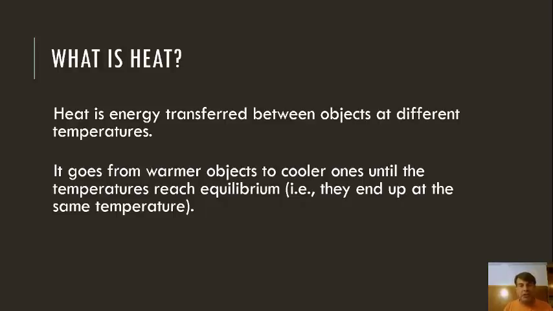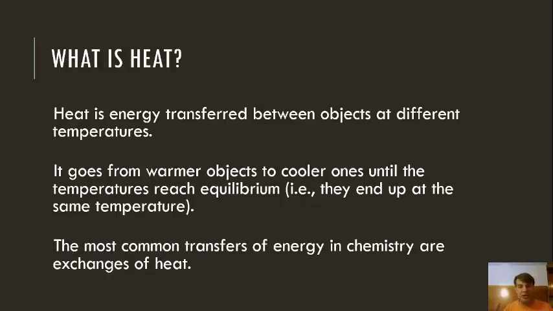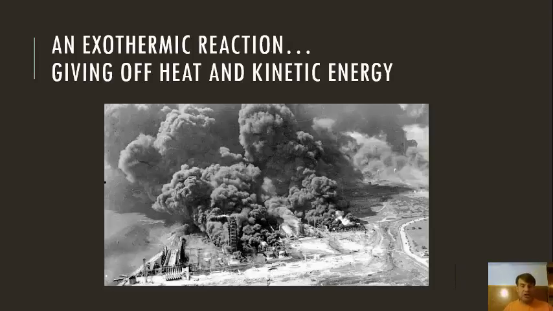So heat is a kind of energy that is transferred between objects at different temperatures until they're no longer different temperatures. Eventually the sun will burn out and will become of an equal temperature to the rest of the universe. Don't worry, nobody watching this video is going to ever be around when that happens. So the most common transfers of energy in chemistry are exchanges of heat. So there can be exothermic exchanges of heat.